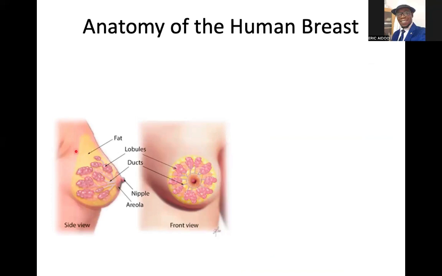So if you look at it on the lateral view, or side view, this is what you see. So fat, you have the lobes, then the duct, which will connect the secretory units towards the surface, the nipple, then that's the areola. So again, at the front view or anterior view, this is what you find: lobes there, all connected by ducts towards the nipple.